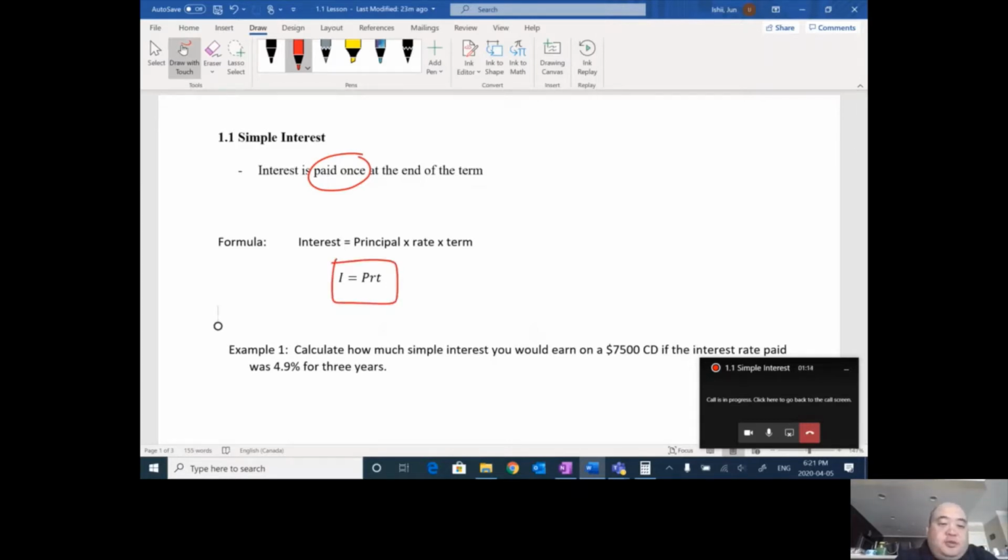Principal is your initial investment, so the amount of money that you put into it. The rate is your interest rate, and this is always written as a decimal. And the term is the time, or the length in time of the investment, in years.